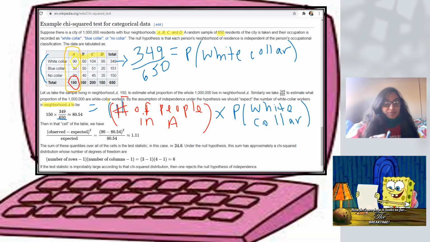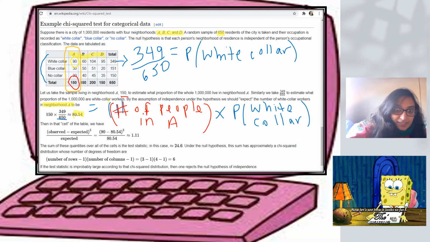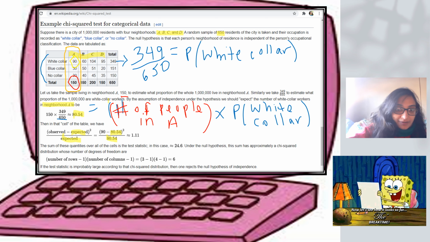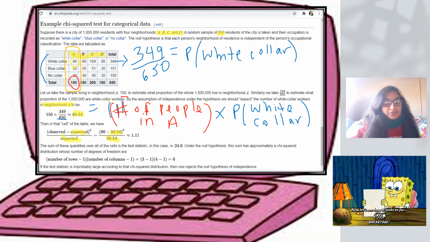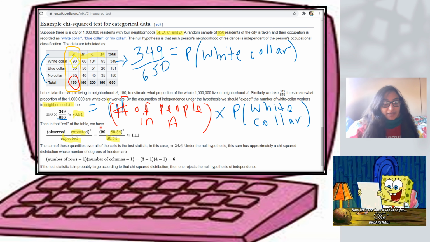And that's what we would expect this value to be here. This is the expected value. So we can take that value and plug that in here. And then what we actually observed instead is that there are 90 people. So this is 90 people that we actually found in population A who are white collar. We would take 90, subtract that from our expected value, and that's how we get 1.11.